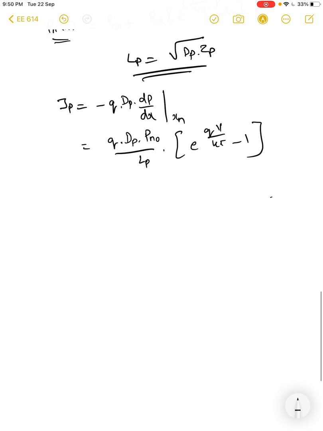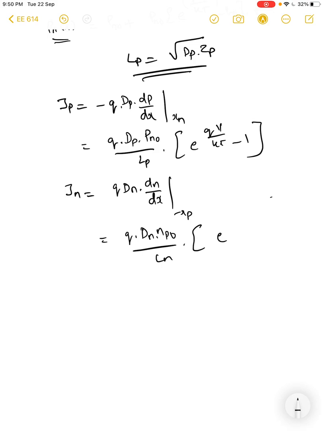A similar expression you can get for electron as well, which will turn out to be q Dn dn by dx at x is equal to minus xp, which will turn out to be q Dn np naught by Ln (e power qV by kT minus 1).